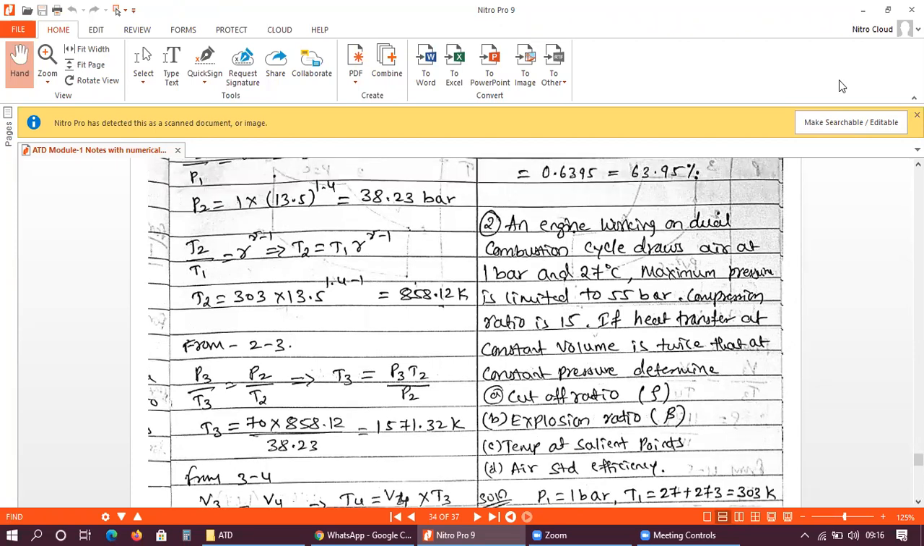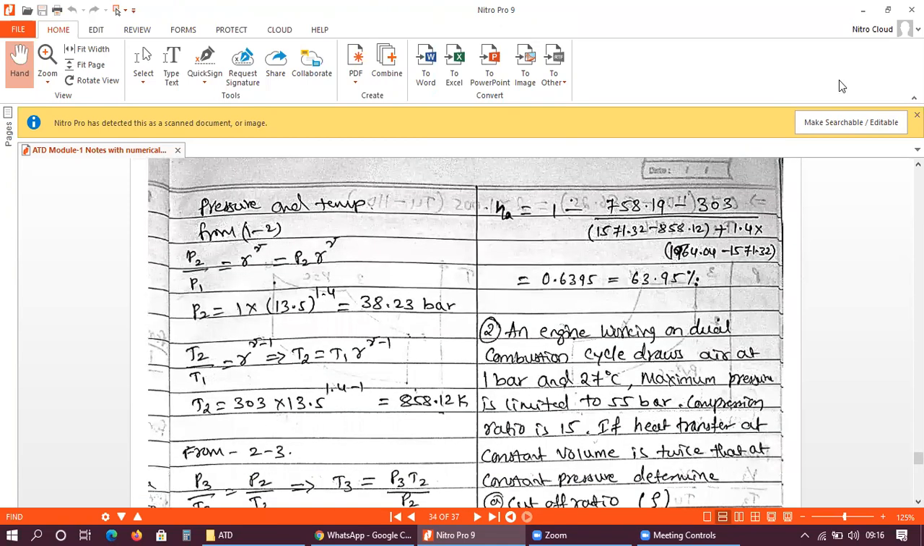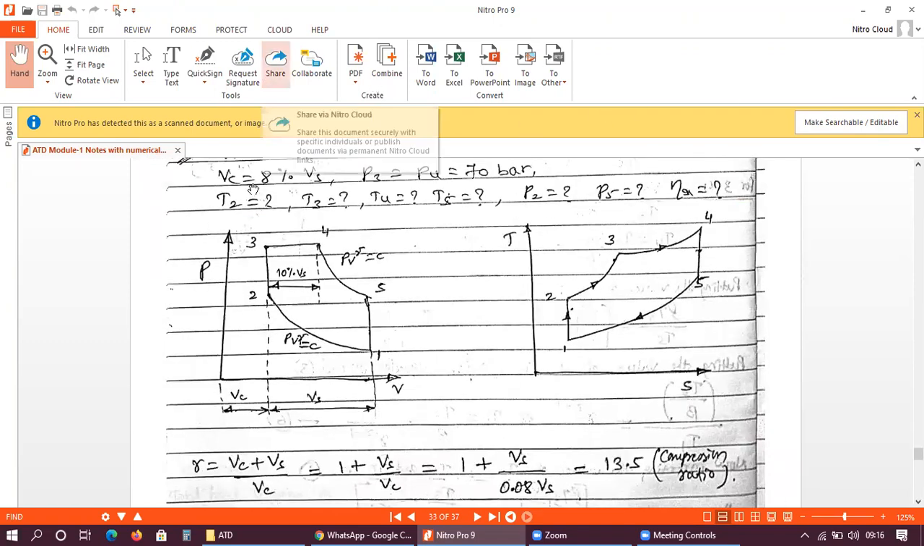So in the dual combustion cycle, what happens? This is the PV diagram for the dual combustion process. The 1 to 2 process, if you plot on the PV diagram, is something like this. Process 1 to 2 is an adiabatic compression process, and in 2 to 3 heat is being added at constant volume.